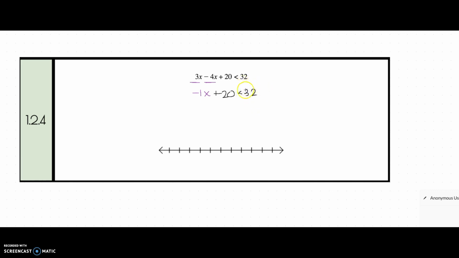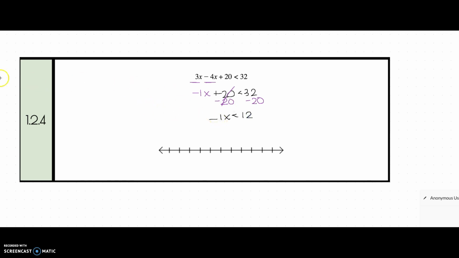So now, since there's just a constant over here, I want to move the other constant to the other side. So I'm going to subtract 20 from both sides. These are going to cancel, and I'm left with negative 1x is less than 12.